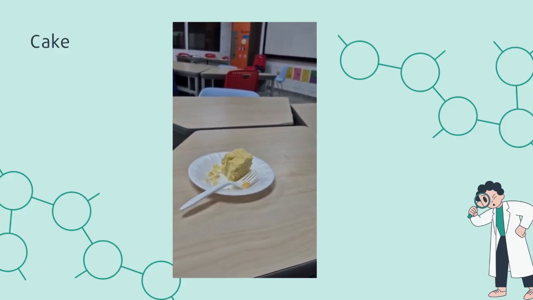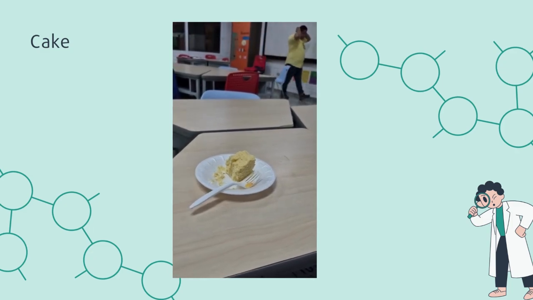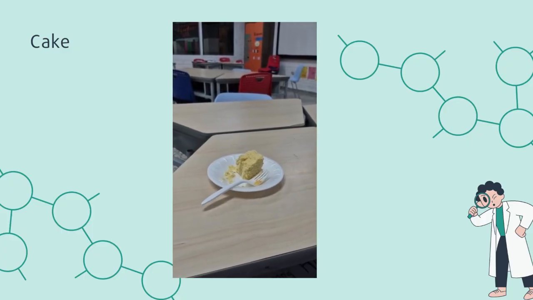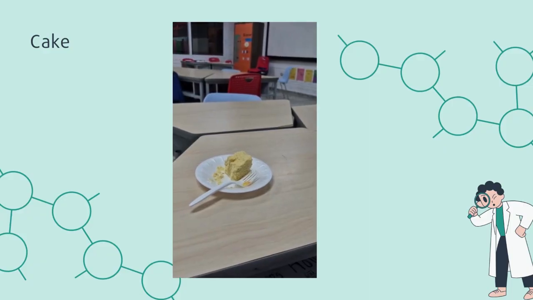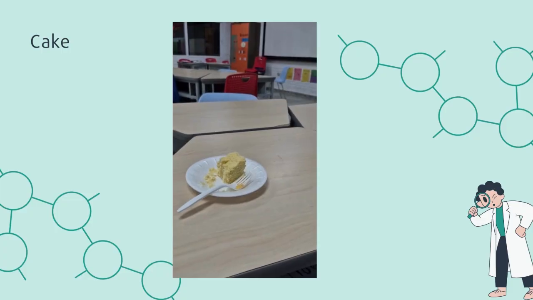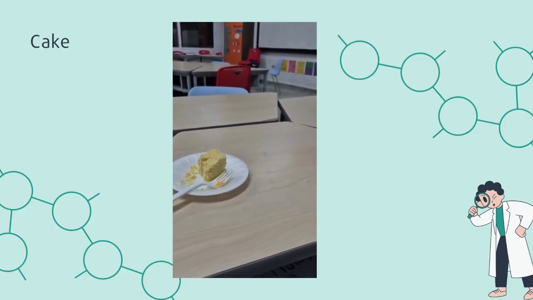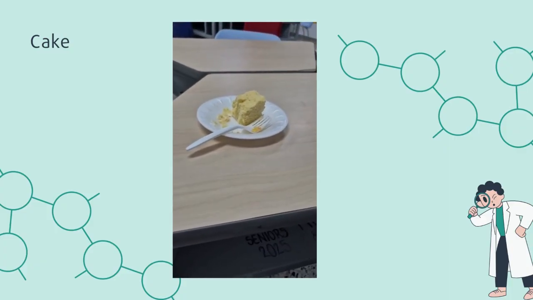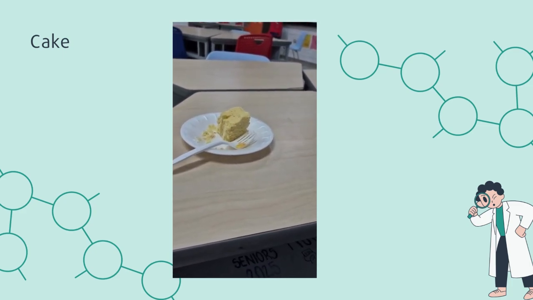Fats in cakes are mostly triglycerides, which have ester functional groups, COO. This gives cakes their moist texture. During baking, chemical reactions like the Maillard reaction occur between sugars and amino acids, producing the golden brown color and complex flavors. Cakes are made by mixing and baking these ingredients, turning raw components into a tasty treat.